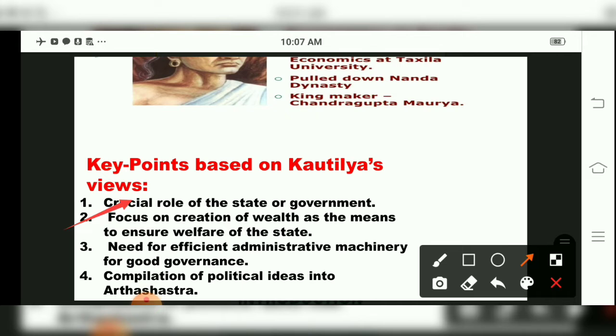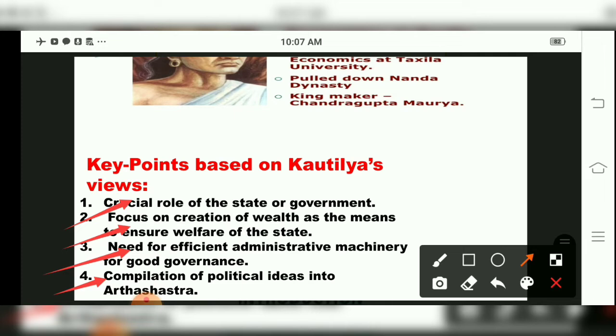It will also focus on creation of wealth, and it will ensure the welfare of the state. It will also have an efficient administrative machinery for good government, and it will compile political ideas into Arthashastra. Means in economics, political ideas will also be considered. So Arthashastra will consider all these key points according to Kautilya's Arthashastra.